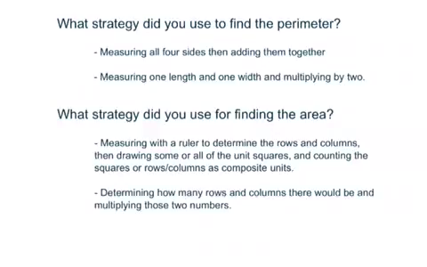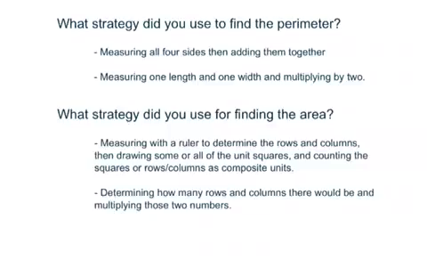So what strategy did you use to find the perimeter? You may have said, well, I measured all 4 sides, then added them all together. You may have measured one length and one width and multiplied by 2. You may have measured one length and one width, added those together, multiplied by 2, or length times 2 plus width times 2. Any of those work.